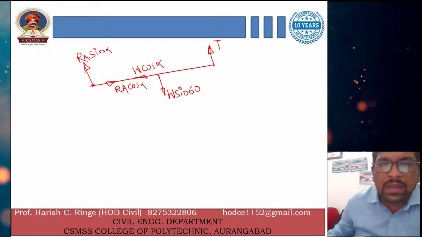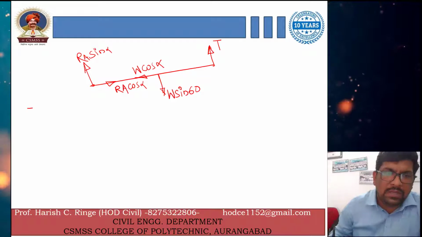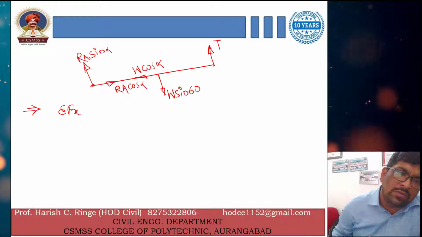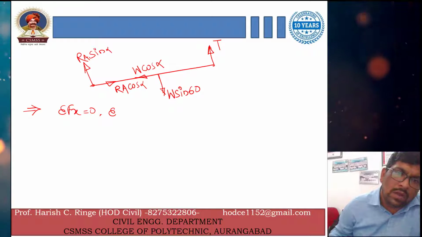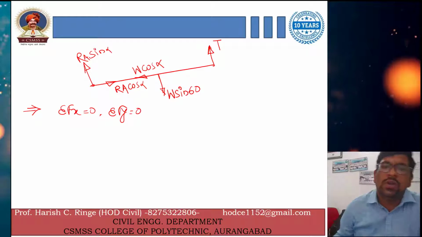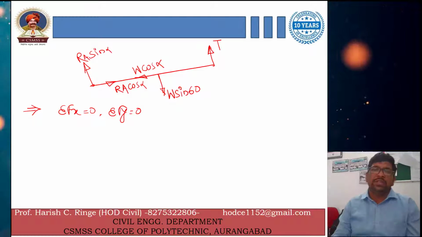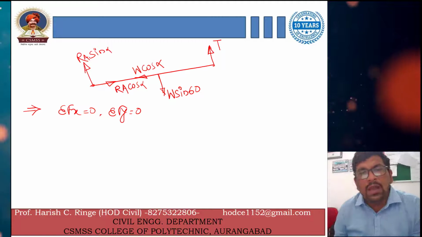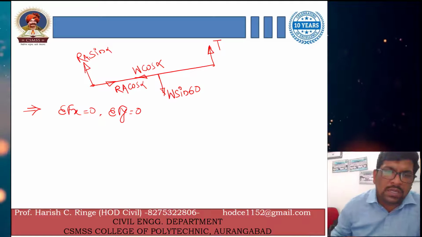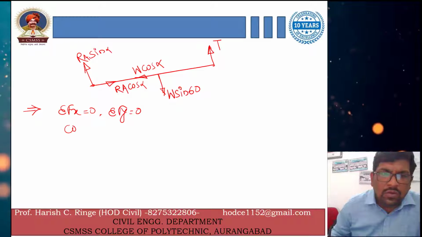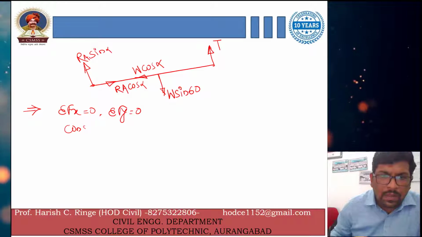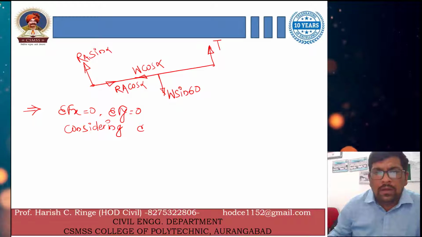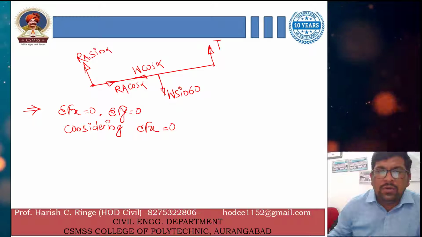Whenever we are solving problems, keep in mind that you should have summation Fx equal to 0 and summation Fy equal to 0. By using these two conditions we can find out the values, or we will get a formula. So just write down, considering summation Fx equal to 0.